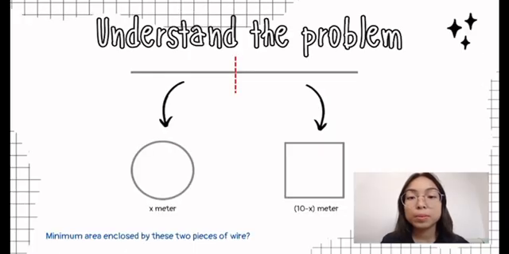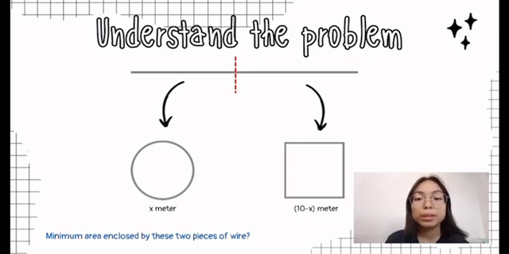For the problem statement, a piece of wire of length 10 meters is cut into two pieces, one of length x meters and the other 10 minus x meters. The piece of wire with length x meters is bent to form a circle, while the other piece is bent to form a square. The question is to find the minimum area enclosed by these two pieces of wire.